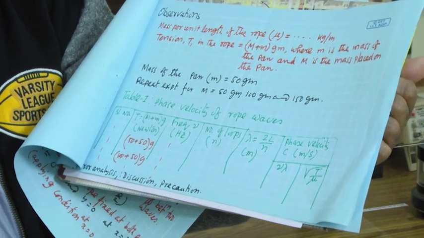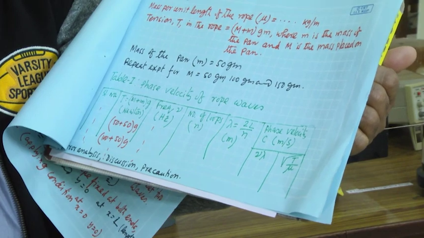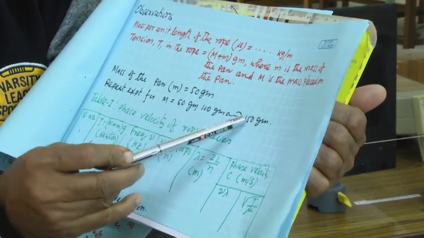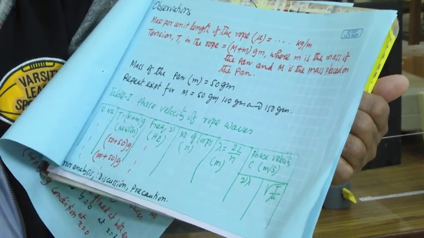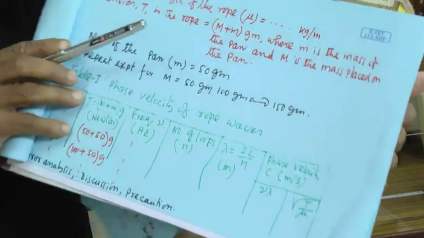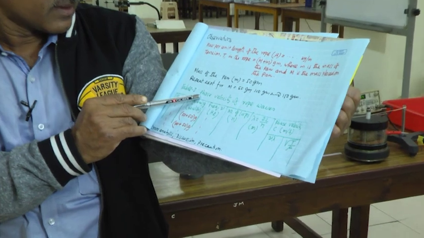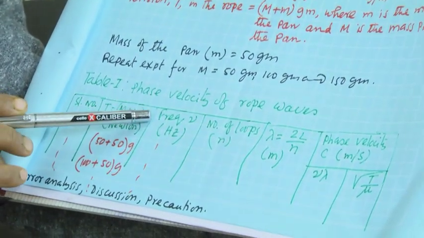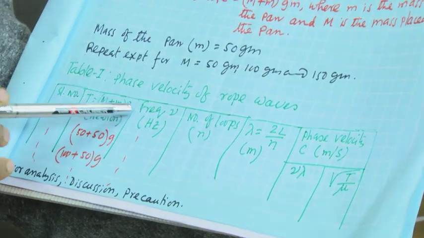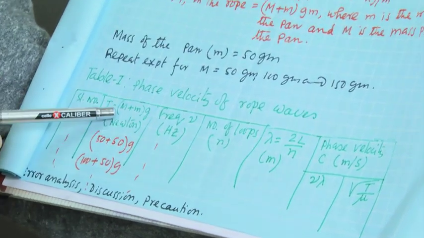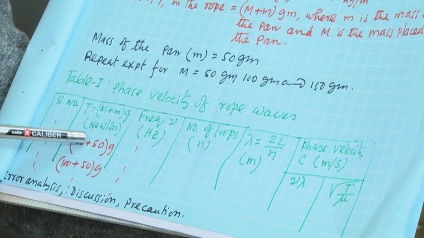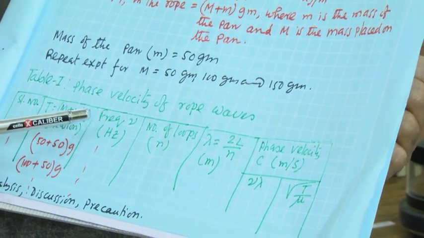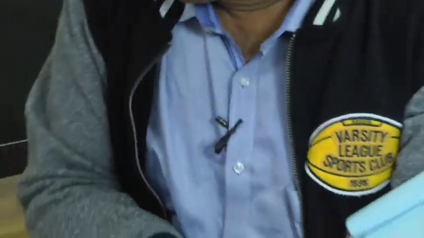And we'll repeat the experiment. First we put 50 gram, then we'll put 100 gram, then we'll put 150 gram. So for three values of capital M, we'll repeat the experiment. For a single mass, let me just show you, and in the same way you can repeat the experiment. For that, the table has serial numbers, and then the mass, T equal to capital M plus small m in gram, and the tension in Newton, so mg basically, as I told. For each tension, we'll take a reading of the frequency. What is frequency? I will show you now.